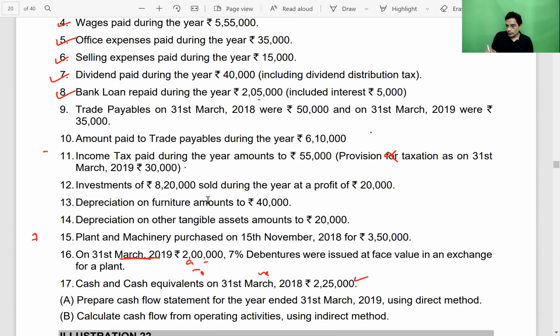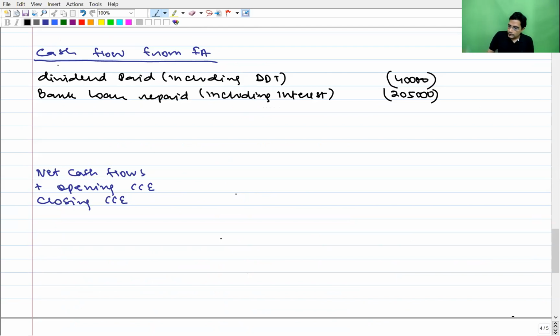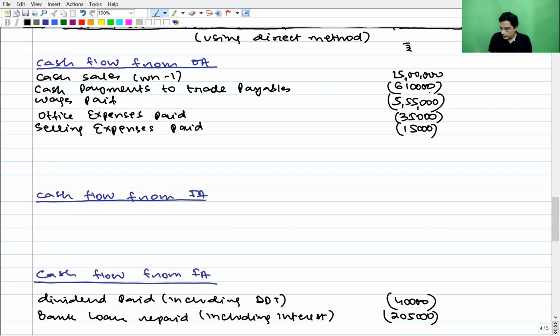Point number 9, again, no use. We have already discussed it. It comes in working capital changes and we are solving the question by direct method. So ignore it. Then amount paid to trade payables. So amount paid to trade payables will come under operating activity. Cash payments to trade payables. Amount is 6,10,000. All right.